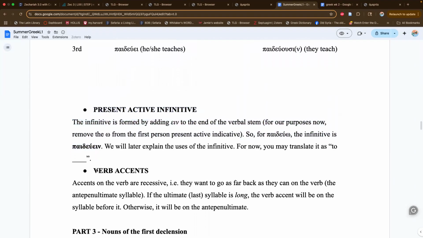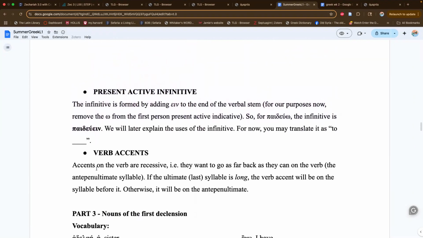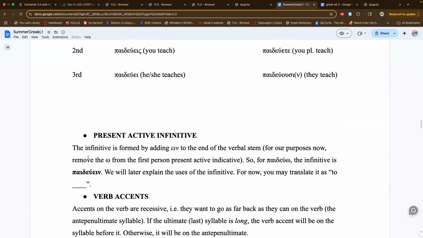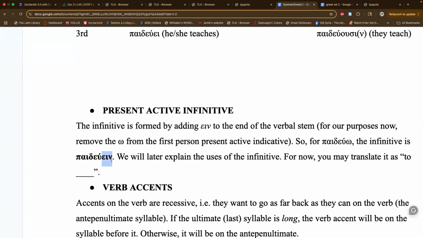One last thing, the verb accents. I think we probably won't deal with it right now, because you won't be writing in Greek, so you won't need to know where the accents are generally. But just to note, the infinitive, which we saw earlier: if you take the verbal stem, which as we talked about is the first singular minus the O, so in paideuo, it's just paideu, you attach the EIN, epsilon iota nu. So it would be paideuein. For luo, luein is the infinitive, which is just translated as to do something.